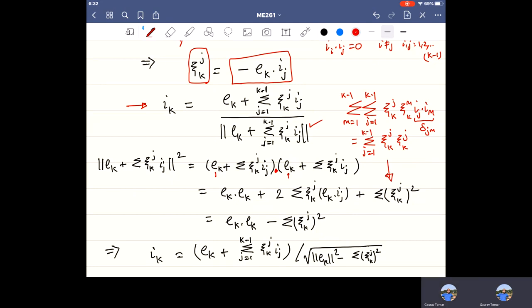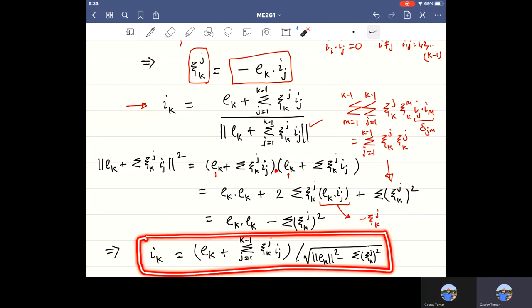Now if you look at this quantity, it is nothing but minus xi kj, and this is coming from here, correct? So that's what we've used. So this will become minus 2 times xi kj squared. Now you're adding 1 time and subtracting 2 times, so it will be like subtracting 1 time. And ik will now reduce to something like this.